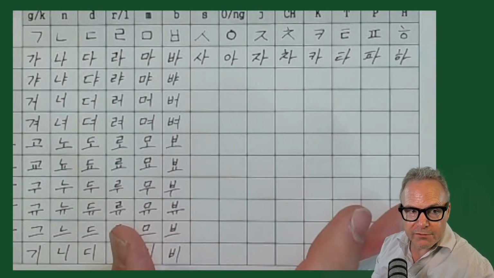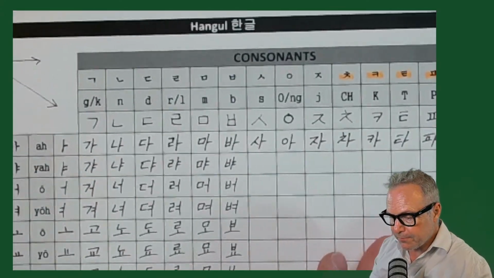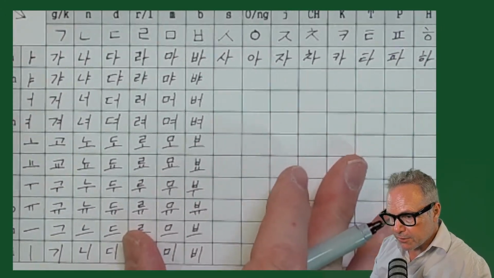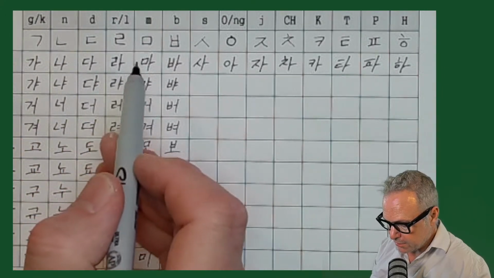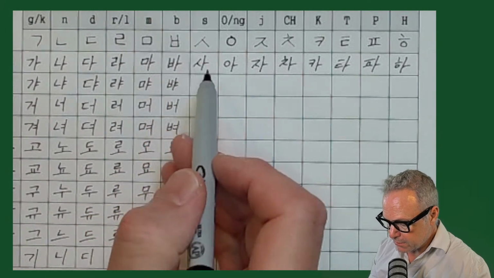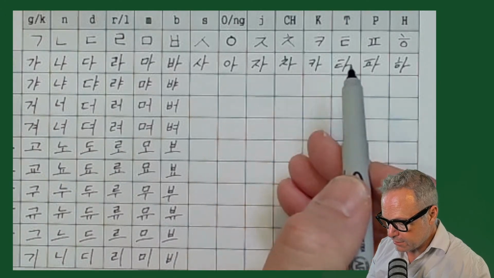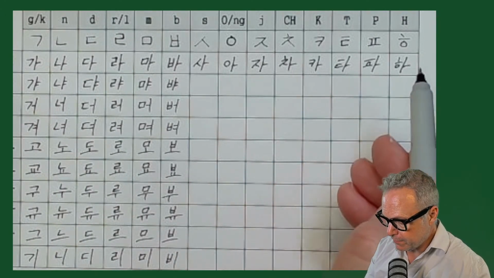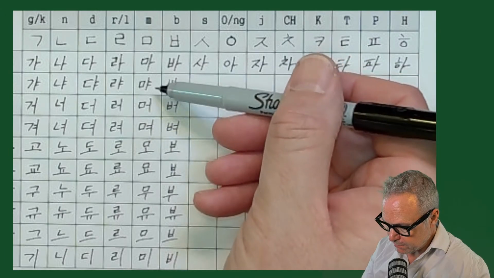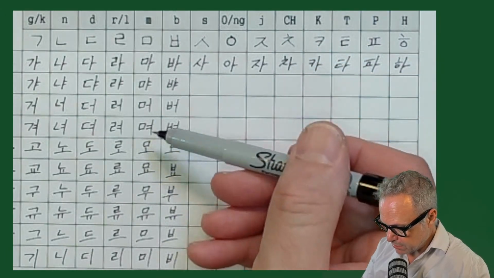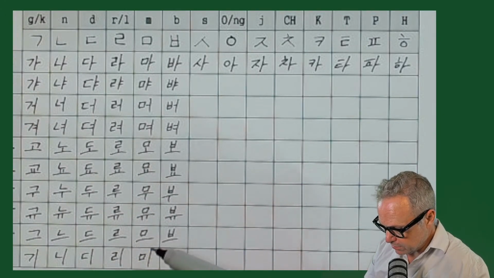As a reminder, many of the sounds we're making here are just absolute gibberish. The point of this is not words. The point of this is practicing the writing and practicing the decoding. Because once we've got our chart complete, we can take our chart and practice going through it. Ka, na, da, ma, ba, sa, ja, cha, ka, ta, pa, ha. And practice going down. Ma, mya, mo, myo, mu, myu, mi.